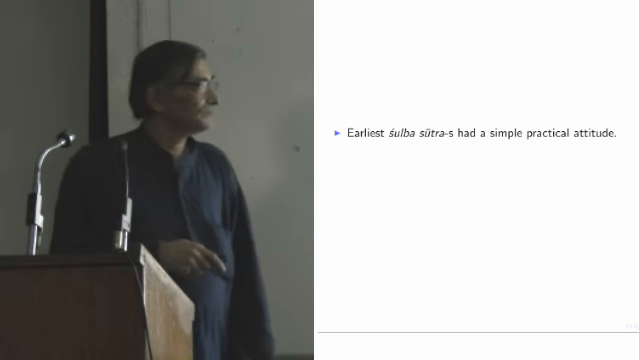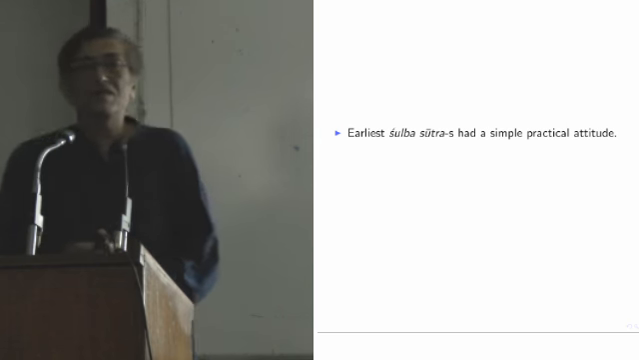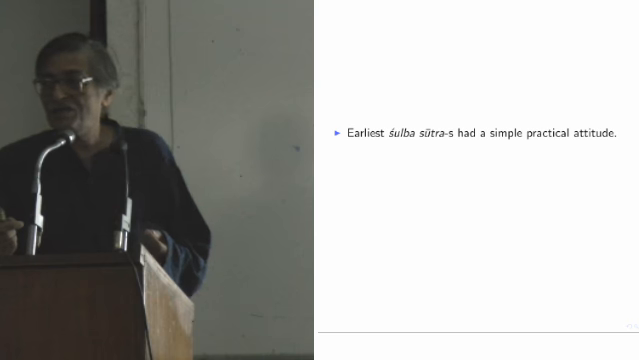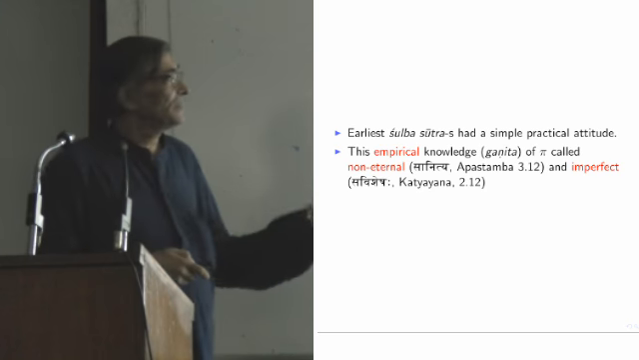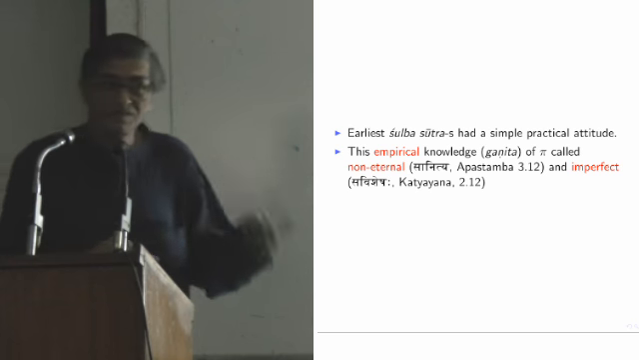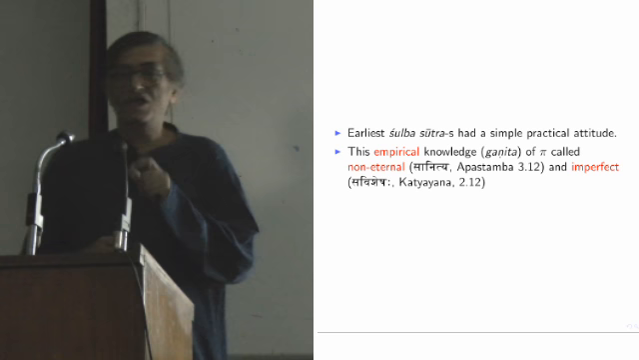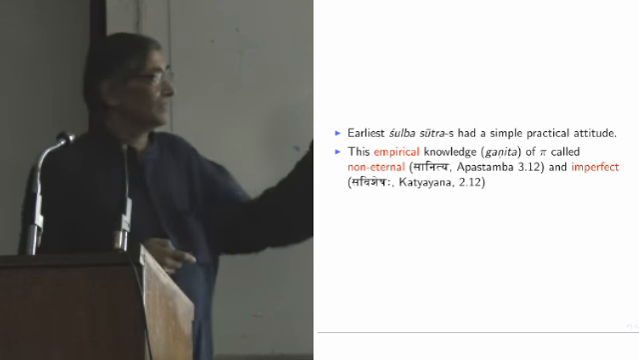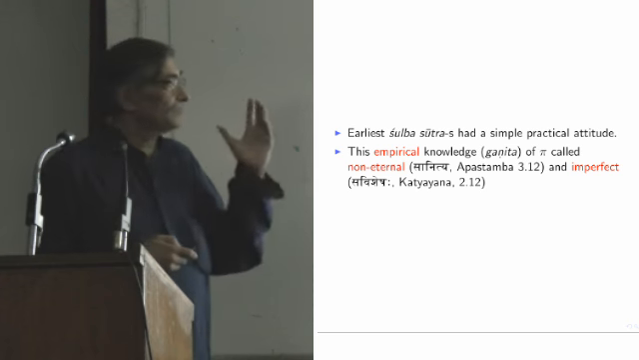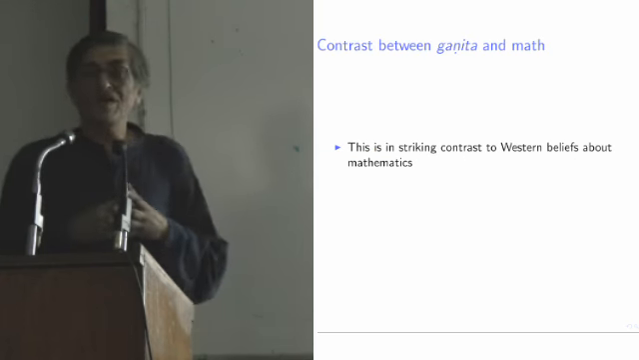That's all. Now the earliest Sulba Sutra had a different attitude, a very simple practical attitude when it calculated the value of pi, because it could measure the curve empirically. It said that it is non-eternal knowledge and it is imperfect. This is explicitly stated. Savishesha, which means with an offset, with a remainder. Sanitya means anitya, so it is non-eternal. And this is a striking contrast.